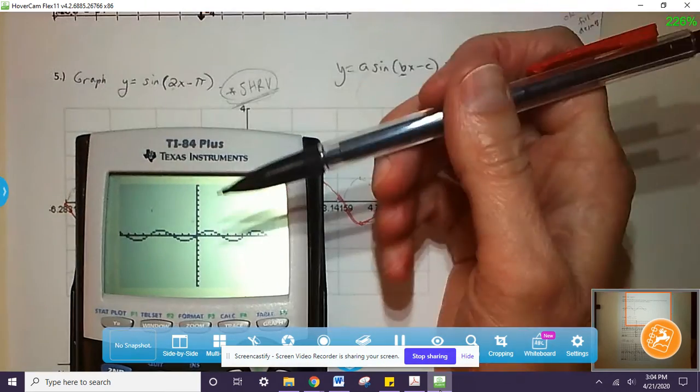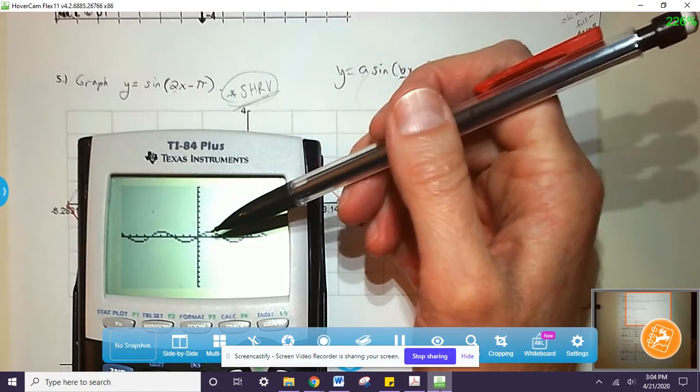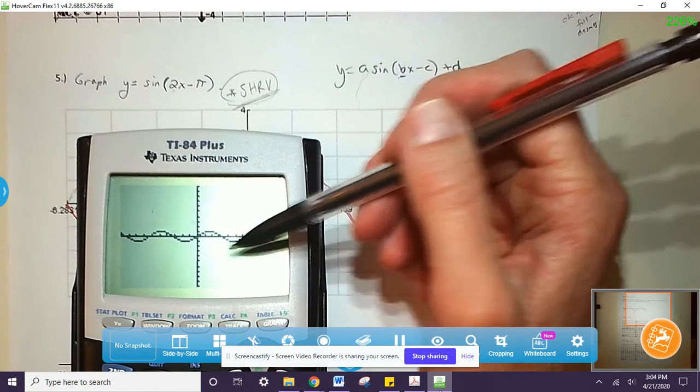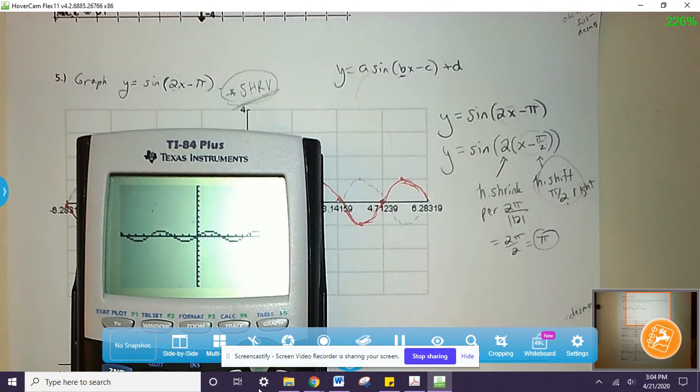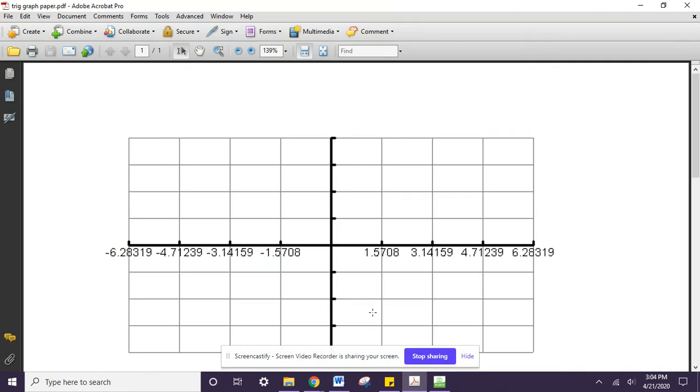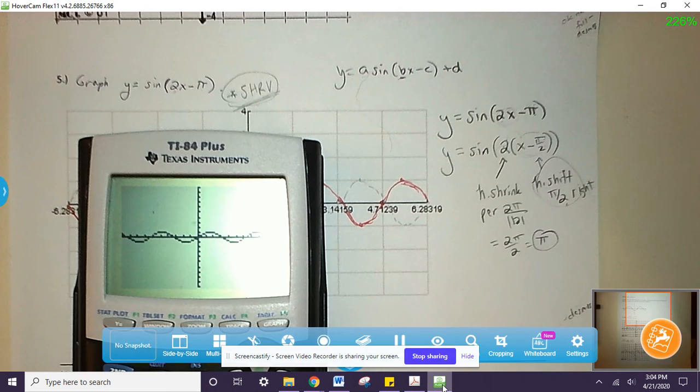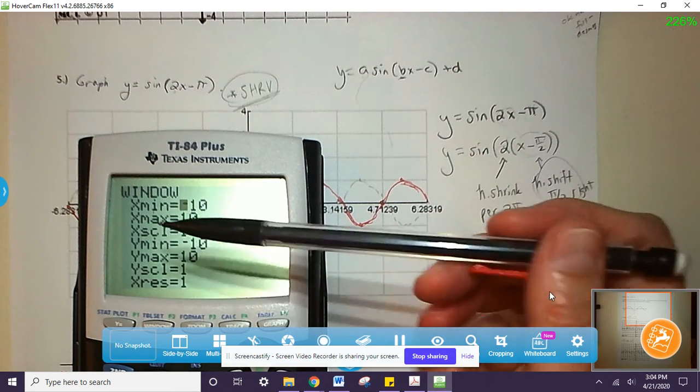The other thing that probably doesn't make too much sense here is on the x-axis, we're counting by ones. 1, 2, 3, 4, 5, 6, and so on. What might make more sense is to count by pi over 2s, because that's what we typically count by on the x-axis. So the good news is the calculator has a good window built in for us. So we don't have to go into the window and change everything manually.